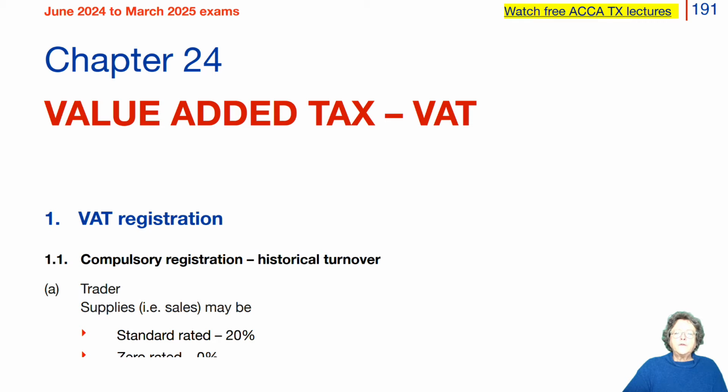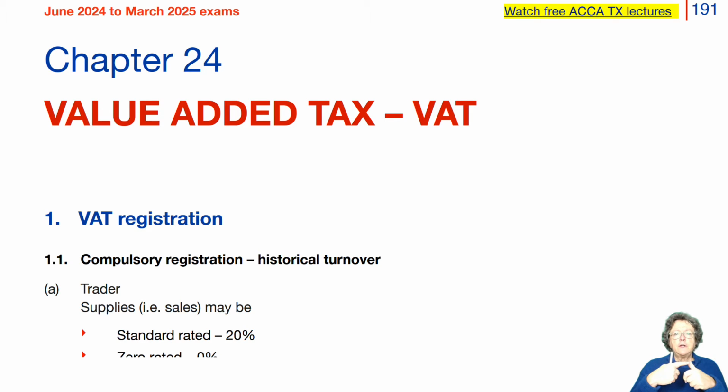VAT is one of the topics that will definitely come up in the exam. There will be between 5 and 10 marks for this topic, and it focuses around three main topics. So we've got the registration and deregistration, the special schemes, and how to work out the VAT. So those are the three main areas that come up. You might get a question on penalties as well, but those are the three main areas that might come up.